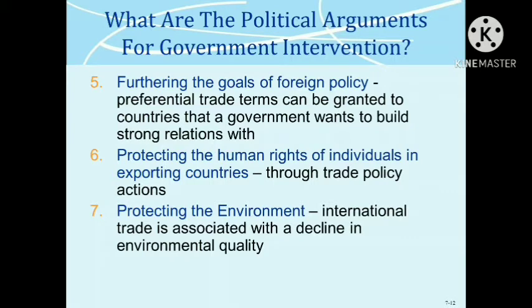Next, protecting the environment has become an important policy objective of many nations. One argument frequently made by environmental organizations is that there is a strong relationship between income levels and environmental pollution and degradation. Let's say there is an industrial development that leads to more pollution. To the extent that international trade leads to higher income levels, it can also be expected to lead to a decline in environmental quality.